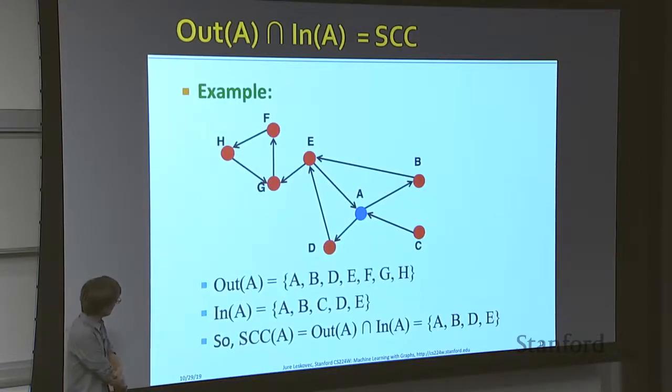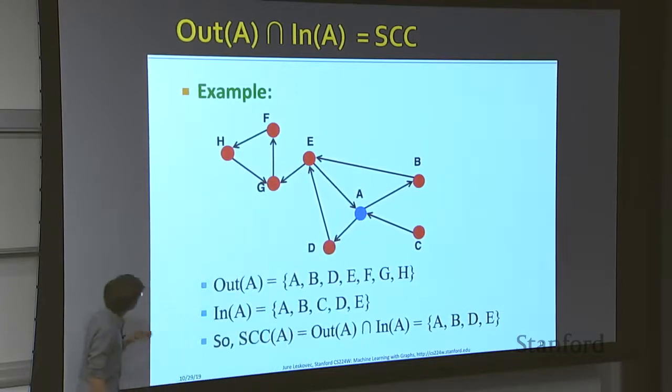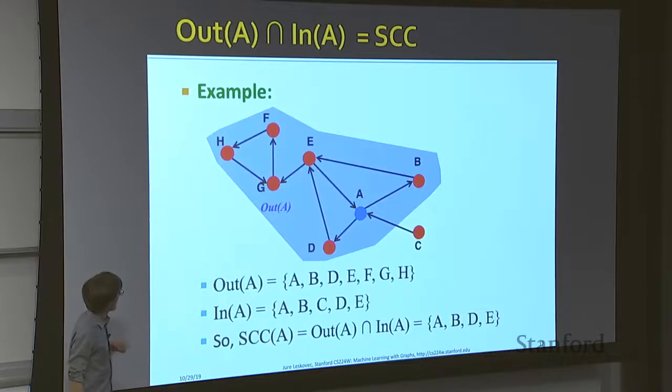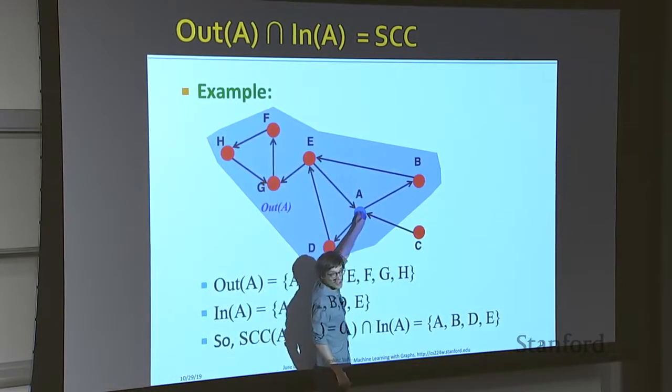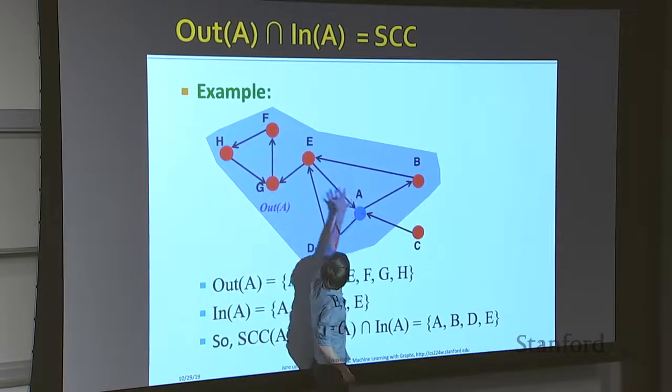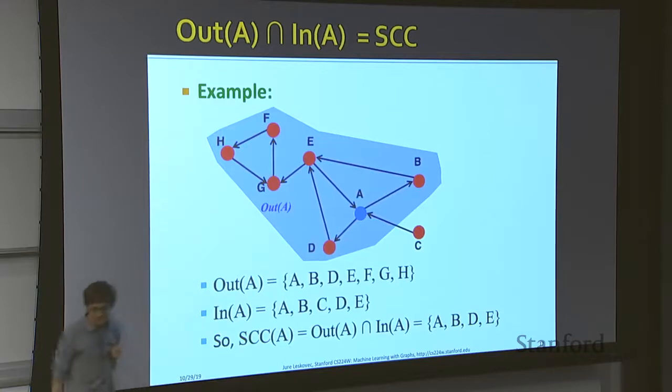So maybe I'll show you this on this example. Here's my graph, here's the node of interest. I will first do the outward breadth-first search, and I identify the out component. So these are all the nodes that we can reach, right? If I start here, traverse the edge directions, these are all the nodes I can reach. So that's the out component of node A.